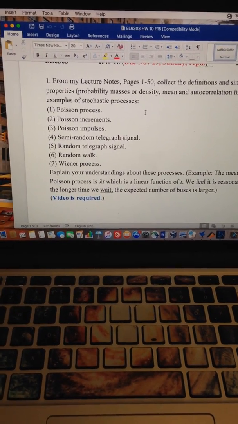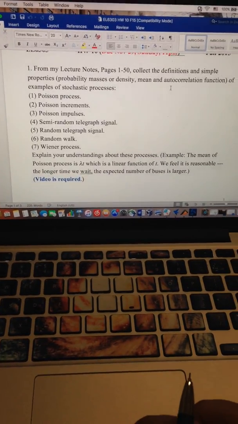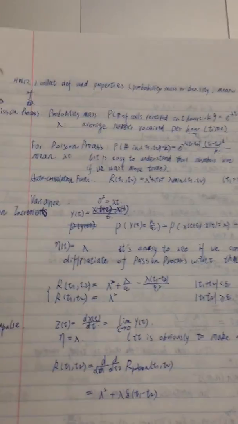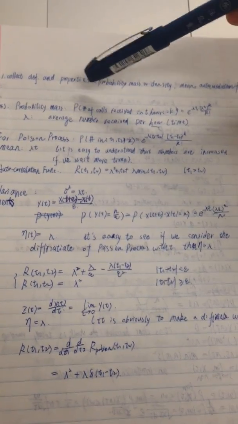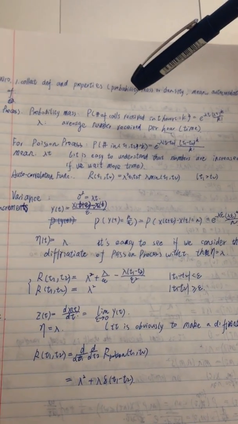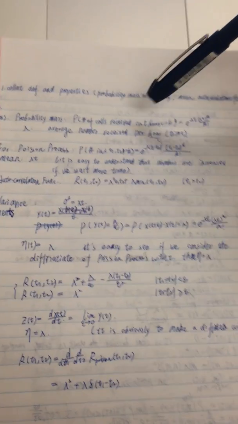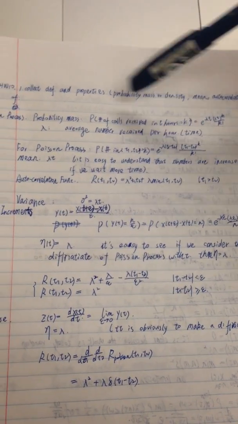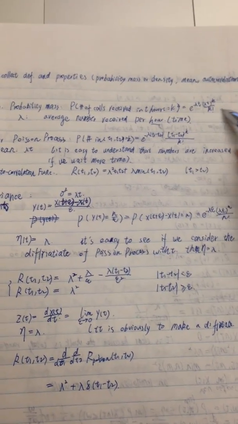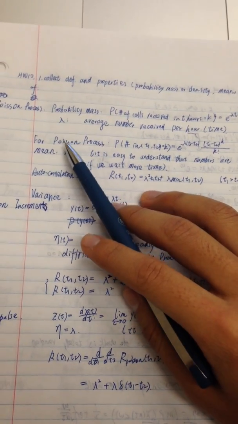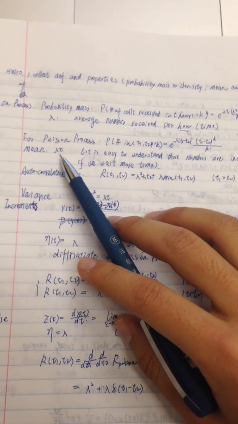We need to find these 7 processes and collect their definitions and simple properties. The first one is the Poisson process. The Poisson process means that we can get k calls from time 0 to time t, and the probability mass is given by this equation. The mean of this Poisson process is lambda t.